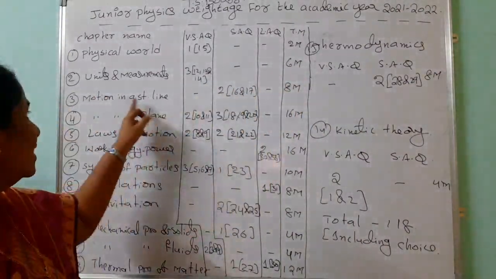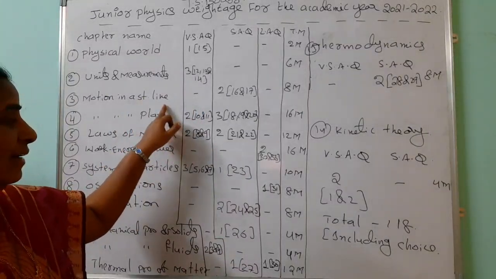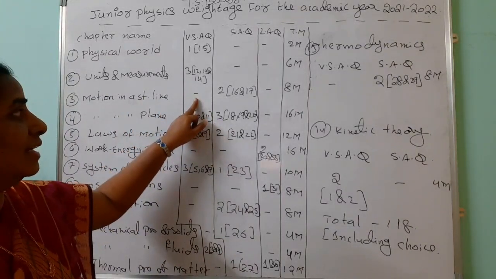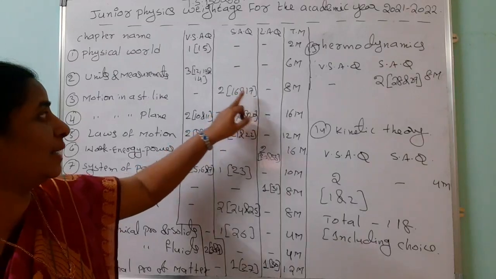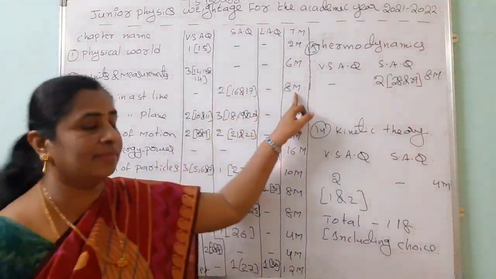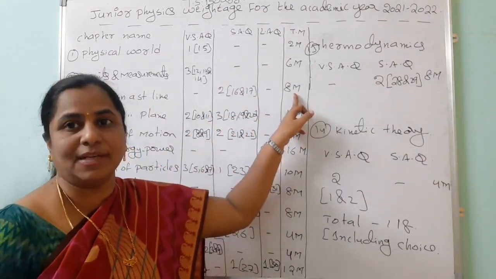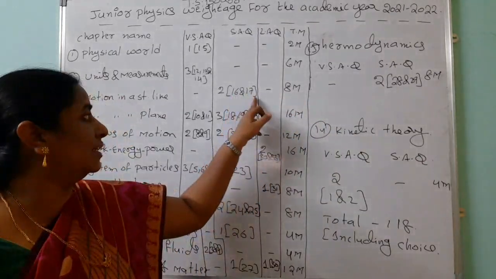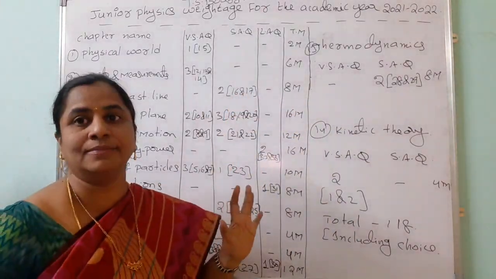Then our next chapter is motion in a straight line. Here they didn't give any VSAQ, but we are expecting 2 short answers. The weightage of that chapter is 8 marks. These are question numbers 16 and 17.